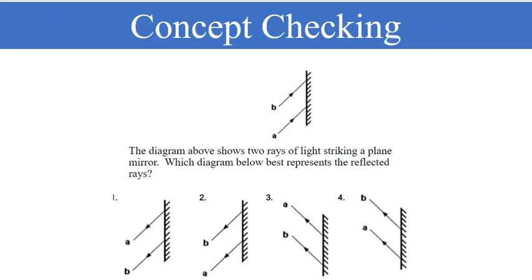Now here's a diagram showing two rays A and B striking a plane mirror. Which diagram below best represents the reflected rays? You're right, the correct answer here is 4. Try this.